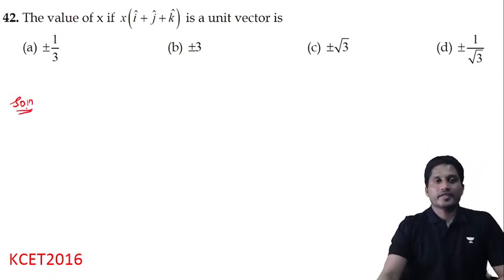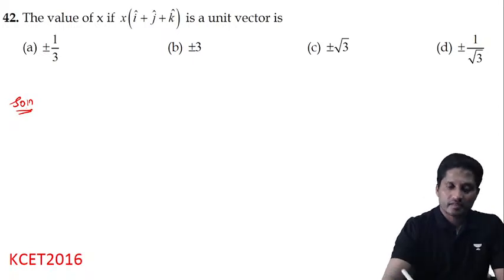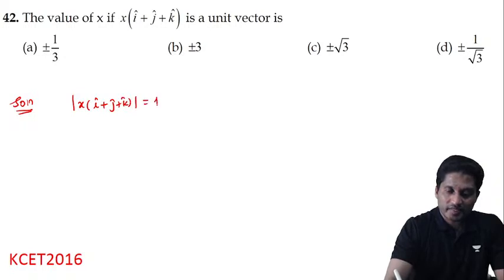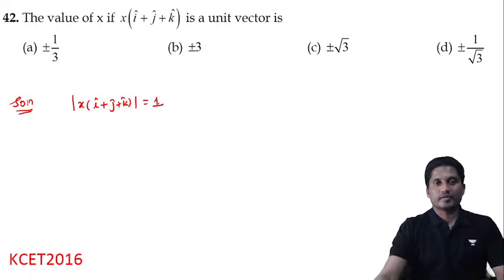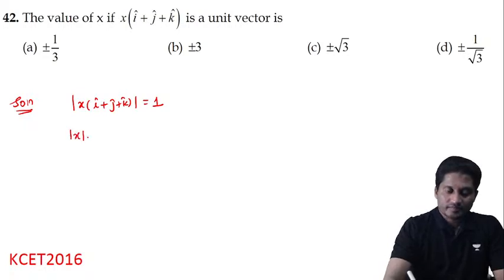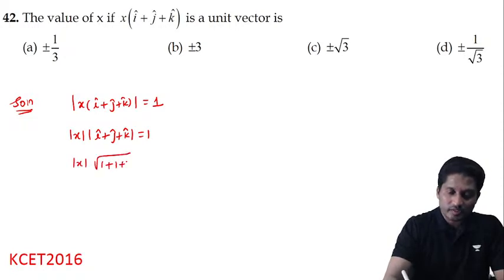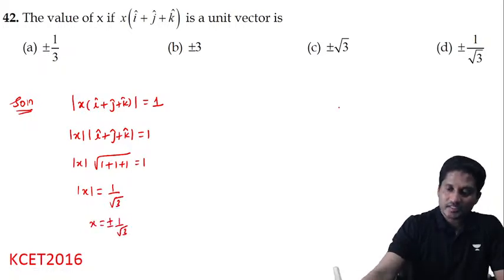I'm supposed to find the value of x. x into i plus j plus k is a unit vector. Unit vector means modulus of x into i plus j plus k should be equal to 1, because it's already mentioned that it's a unit vector. So modulus of x into modulus of i plus j plus k is equal to 1. This is modulus of x into root of 1 square plus 1 square plus 1 square is equal to 1. Mod of x is equal to 1 by root 3, so x is equal to plus minus 1 by root 3. Right, answer is option D.